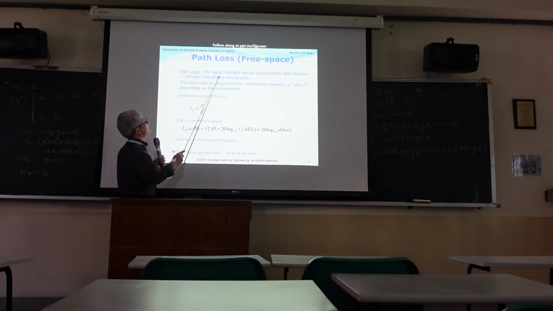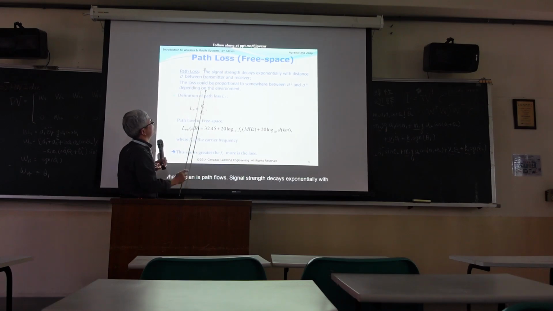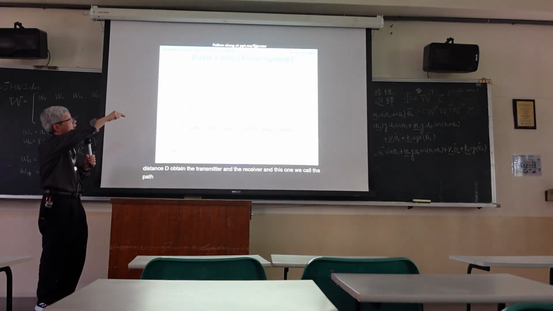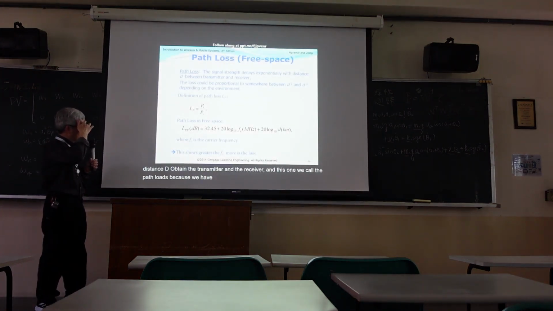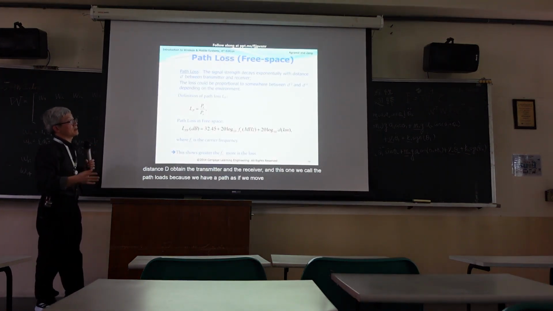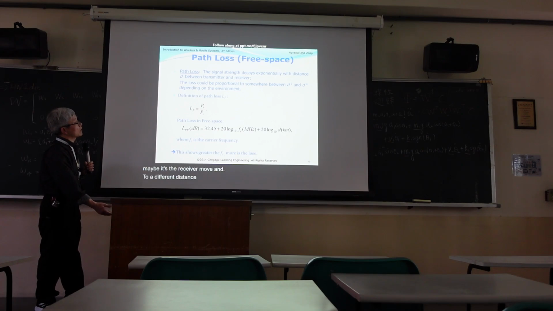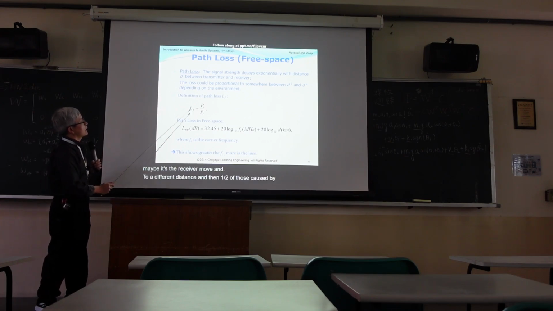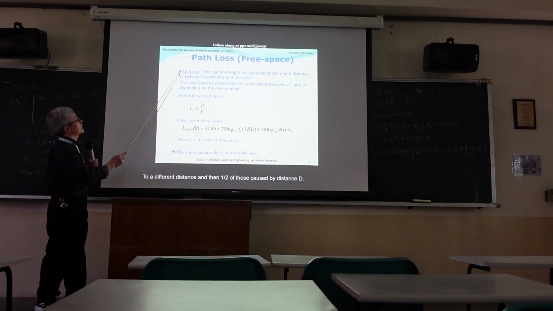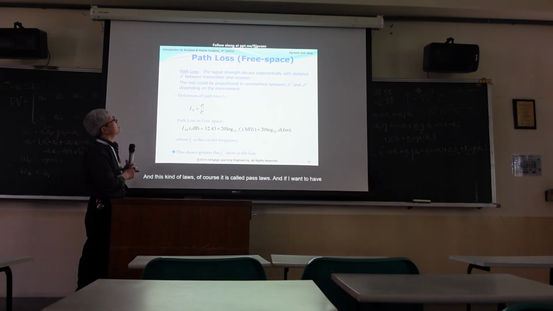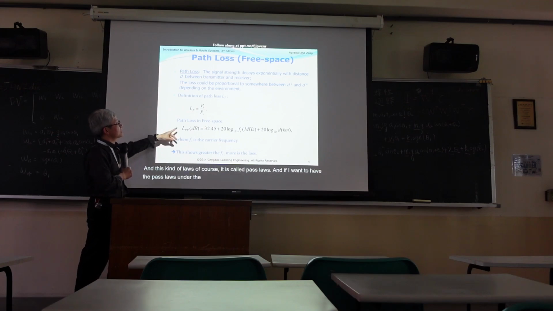Path loss: signal strength decays exponentially with the distance d between the transmitter and the receiver. We call this path loss because we have a path. If the receiver moves further to a different distance d, then we will have a loss caused by distance d. And this kind of loss is, of course, called path loss. If we want the path loss under the effect of distance, it's really simple.